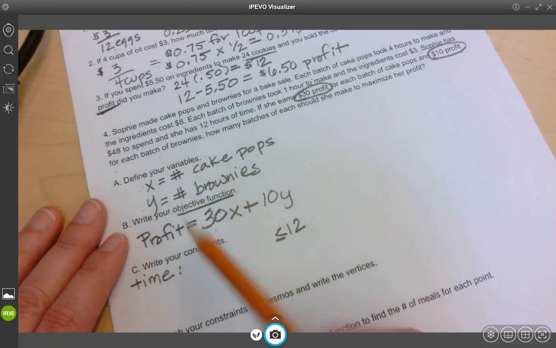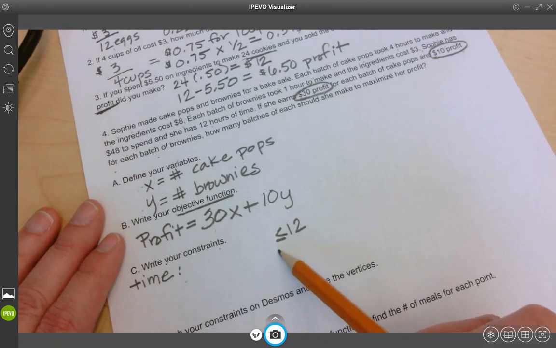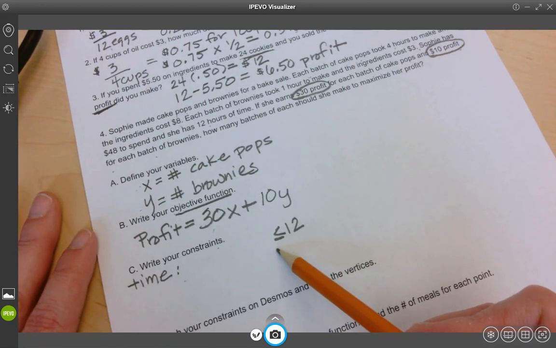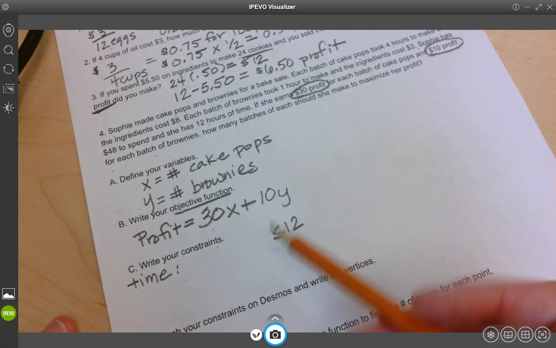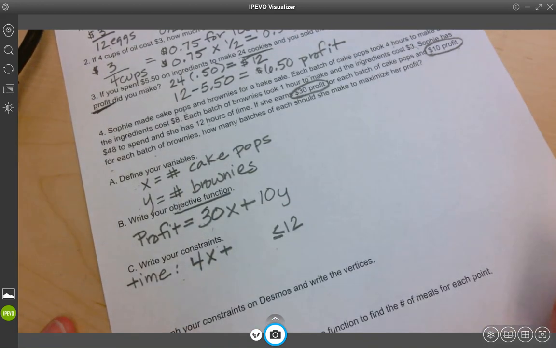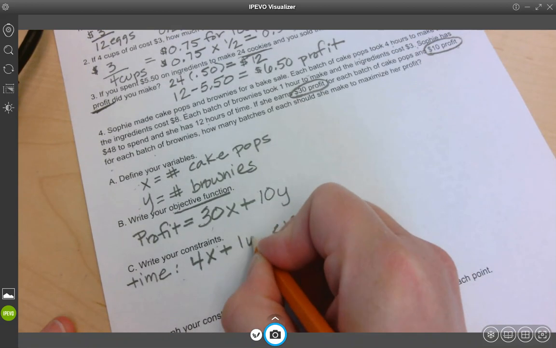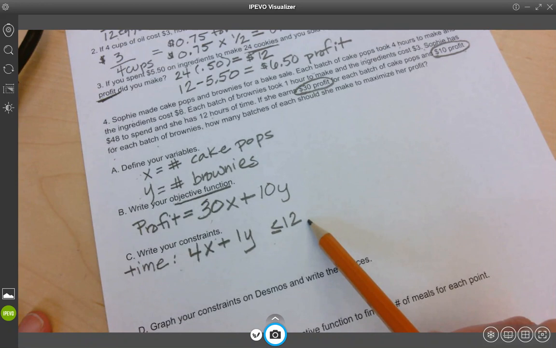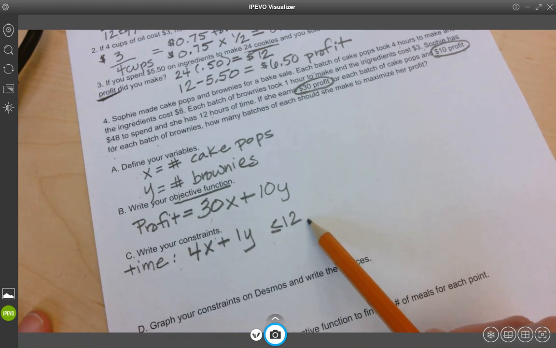Does anybody want to share with us the rest of this inequality? Raise your hand if you think you might have it. Dion, let's give it a chance. 4x plus 1y. All right, raise your hand if you have the same inequality as Dion. 1, 2, 3, 4, 5, 6. A lot of agreement. I like that.